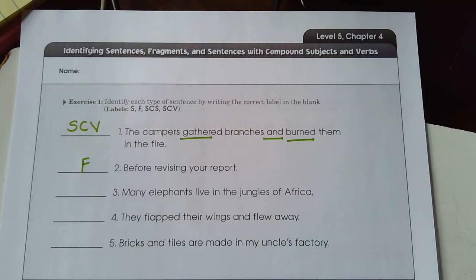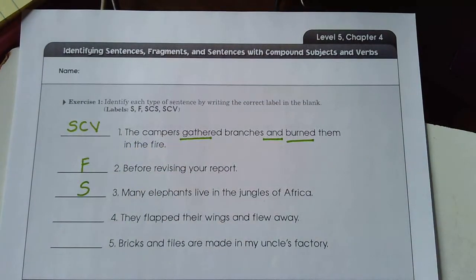Okay, let's look at number 3. Many elephants live in the jungles of Africa. I'm looking through this and I don't see an and anywhere. So this can't be anything with a compound. I see a subject noun. I see a verb. So what is this, everybody? It's a simple sentence, so it gets an S.